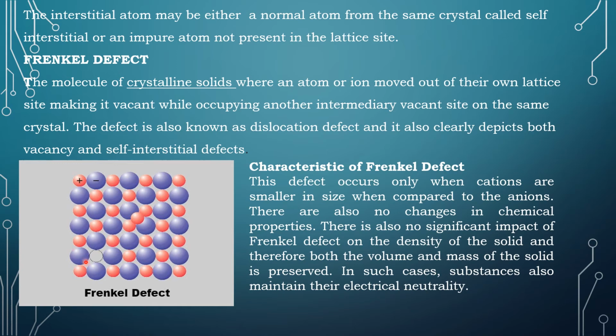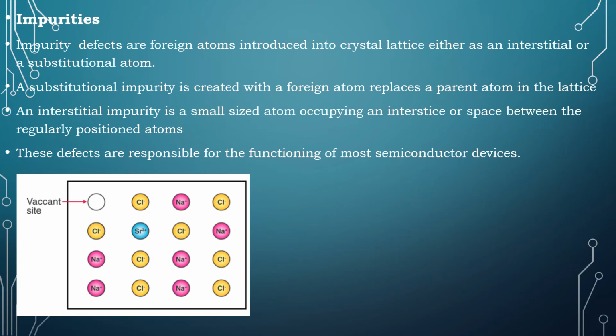Why is there no change in the density or volume or mass? Because only the molecule or the atom is being shifted, that's all. It is not moving away completely, it is not creating a vacancy. Just this atom or the ion is moving into the interstitial sites. So there is no change in the mass or the density or the volume, and also electrical neutrality will be maintained. The next one is impurities.